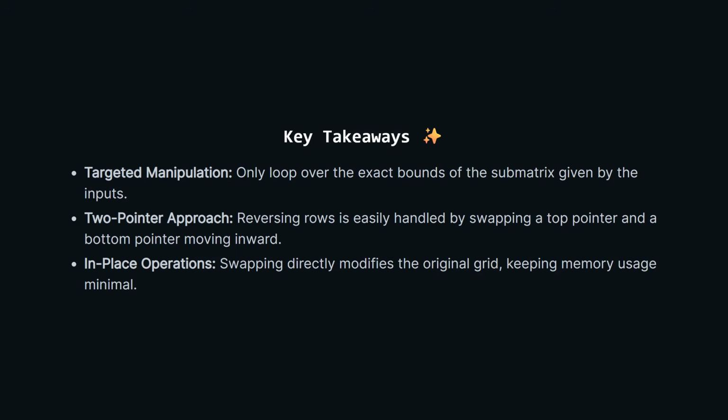So let's wrap it up. We learned that we can solve this by carefully targeting just the section of the grid we care about. By using a top row pointer and a bottom row pointer, we can neatly swap the rows of our square while keeping our memory footprint at 0.